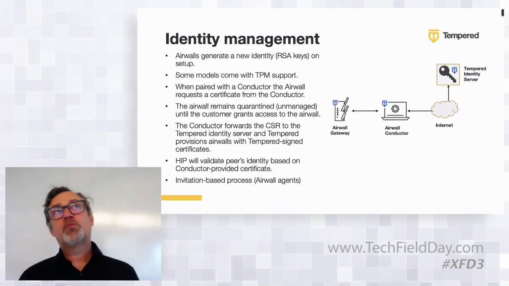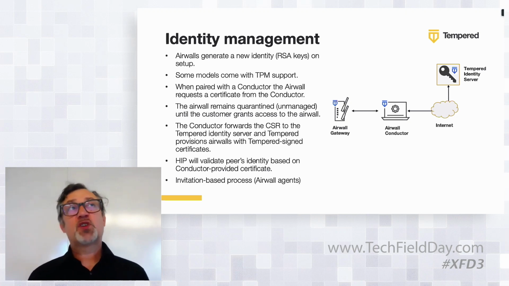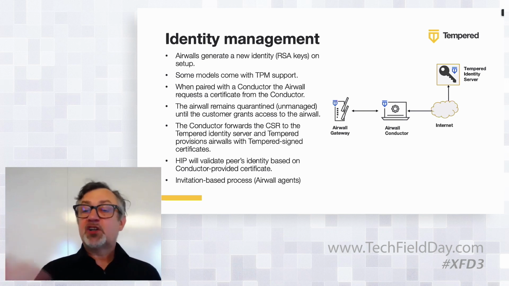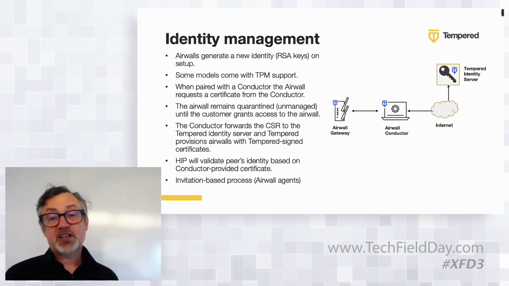All right, so we've talked about identity. So how does the identity actually get on the air wall? That's one of the things we have a process for. Essentially it goes like this: as the customer fires up the air wall, it will create a key pair. The customer will pair it with a conductor, and as soon as the air wall connects to the conductor, it will send a certificate signing request to that conductor.